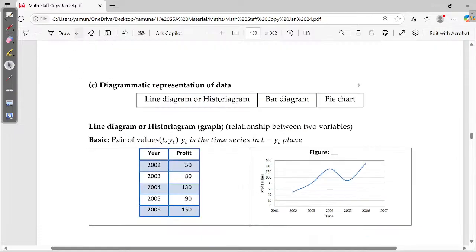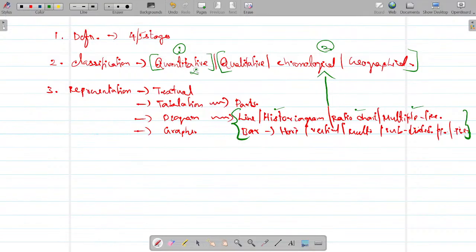See, I'm talking about this content: year, and the corresponding profit for that particular year. What type of classification is this one? Please, what type of classification is this one? We are very sure we are not talking about quantitative. We are talking about either qualitative, geographical, or chronological.